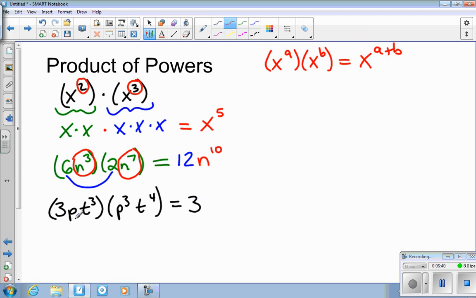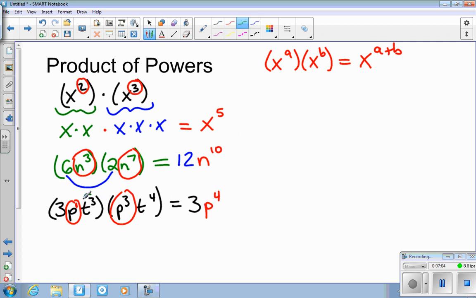Then, look at the variables. Only combine the like variables. So here's a p cubed. Well, notice how there's no exponent on this p. When you don't see an exponent, how many p's are there? Hopefully your answer is 1. This is really the same as p to the first. 1 plus 3 is 4, so we get p to the 4th.